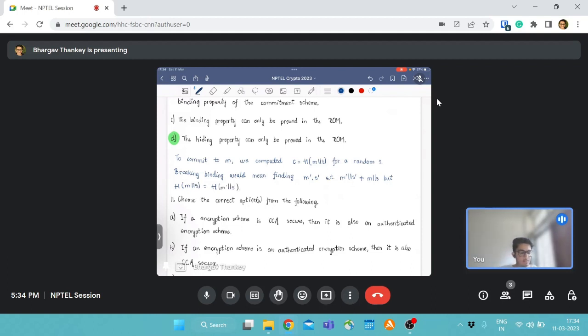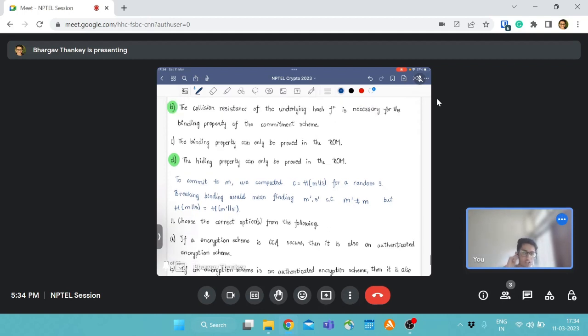So breaking binding would mean finding m', s' such that m' is not equal to m, but h of (m, s) equals h of (m', s'), right? But this would violate the collision resistance property of the hash function. So to prove binding, we don't need to go to the random oracle model. We can just use the collision resistance property of the hash function in the real world. Is this fine?